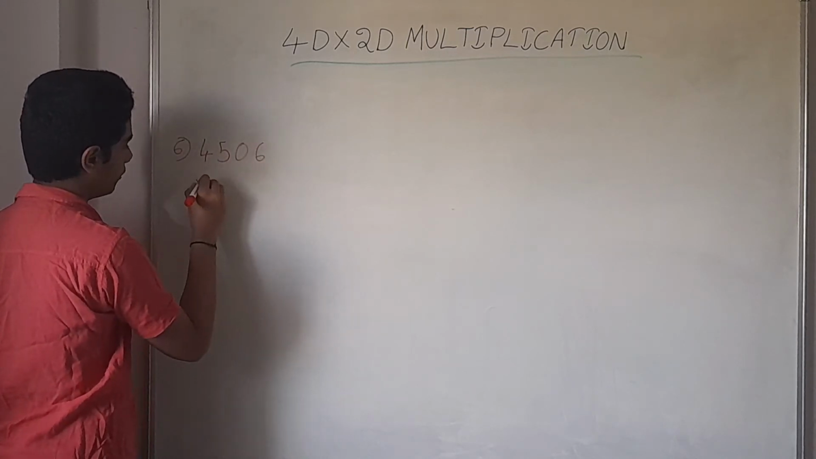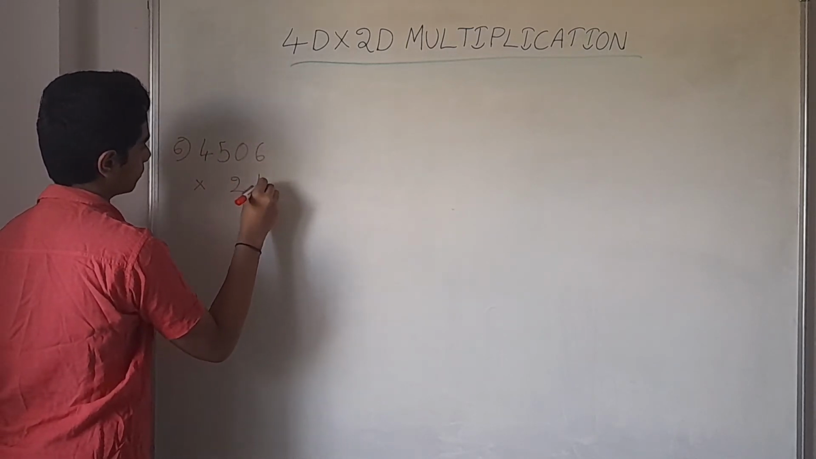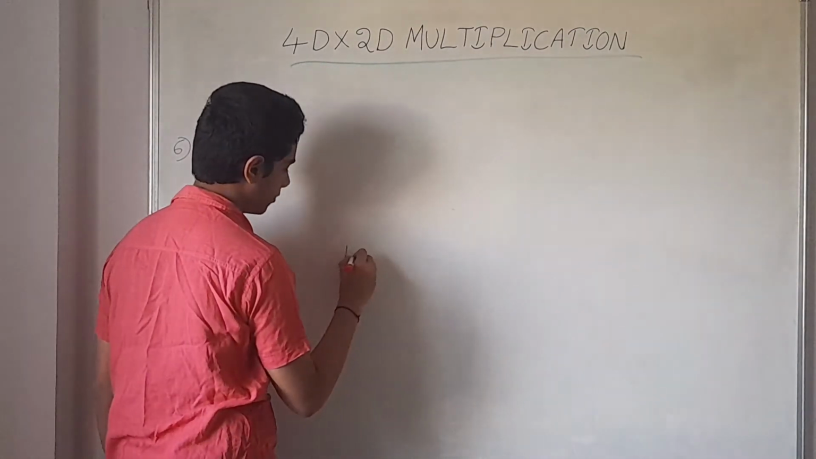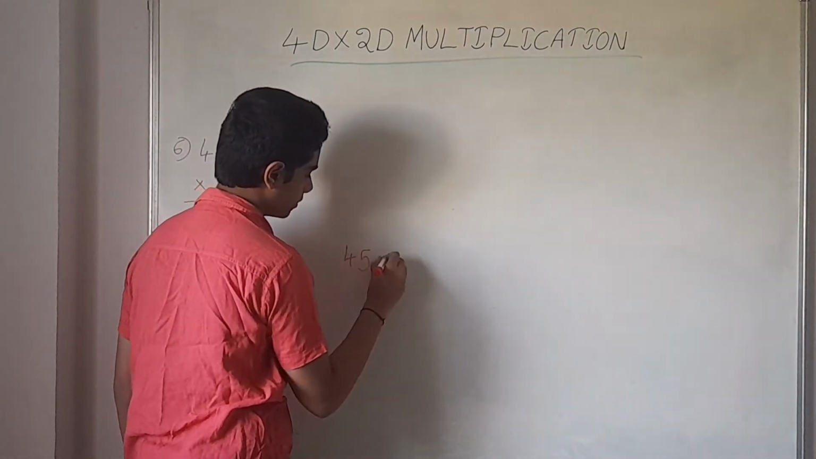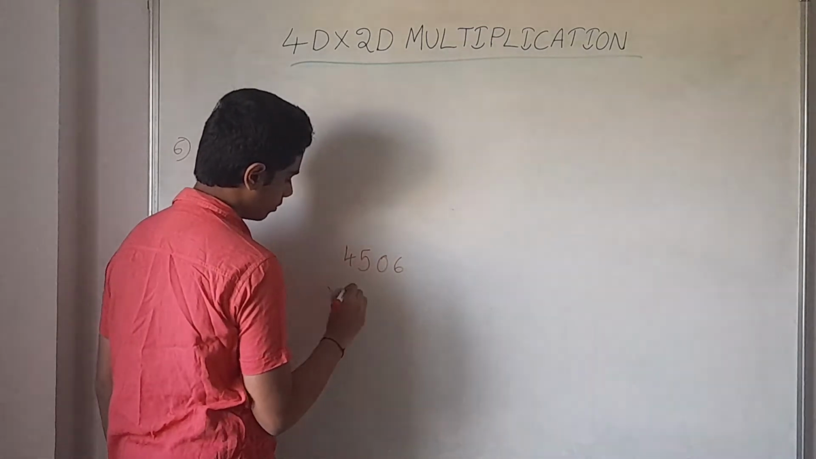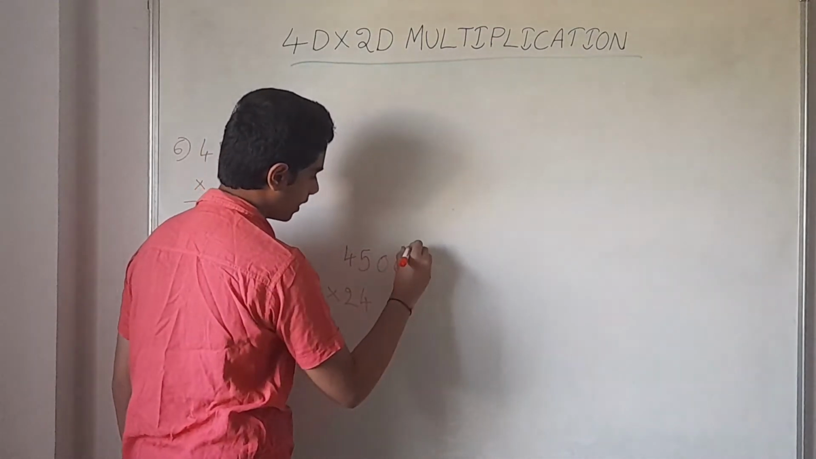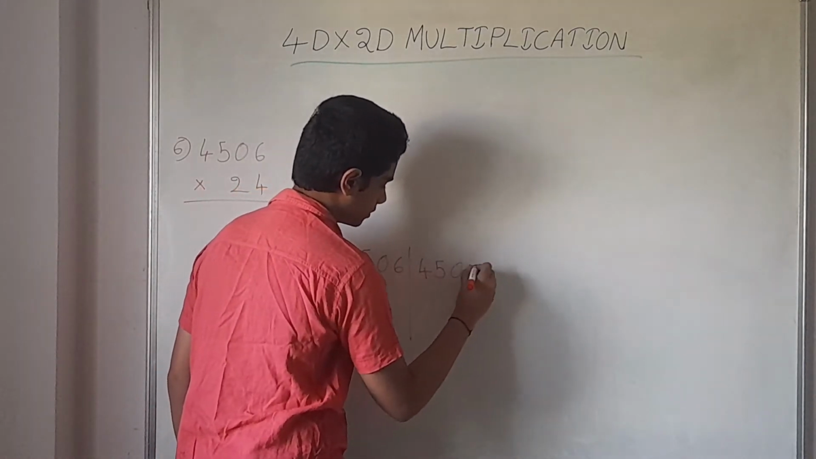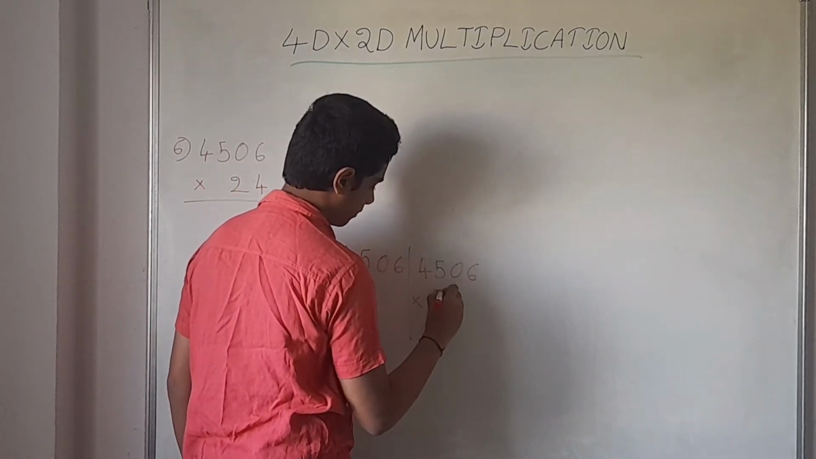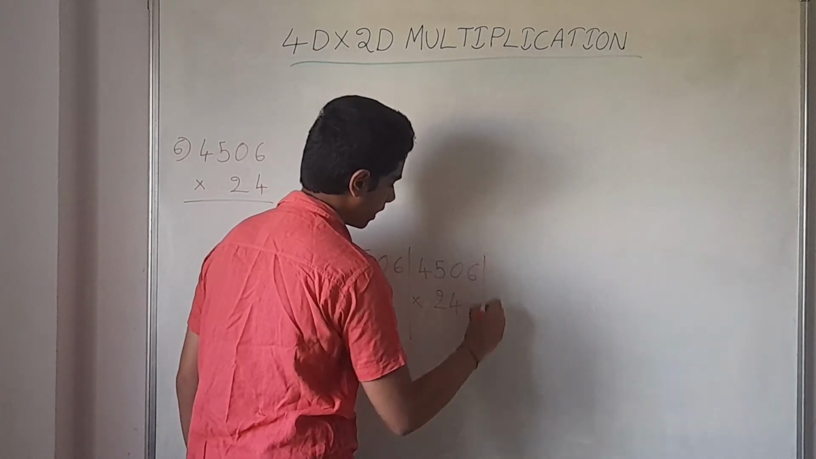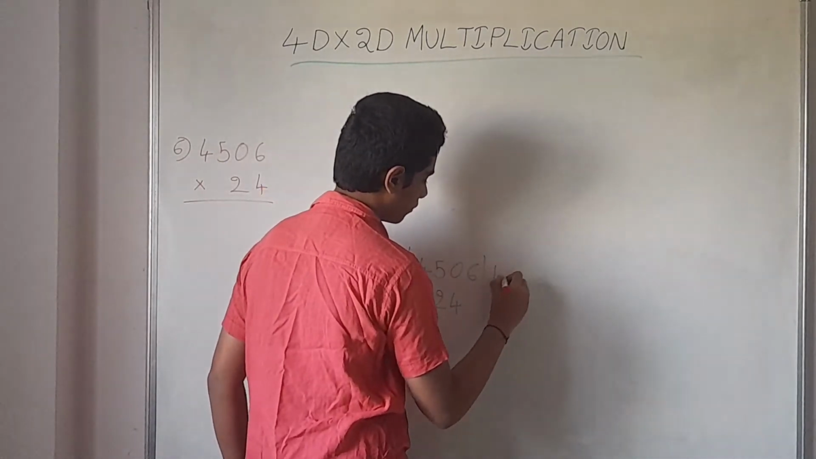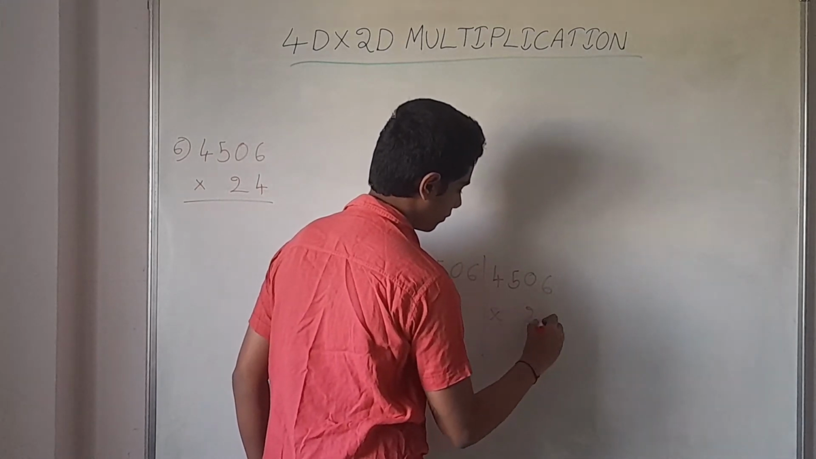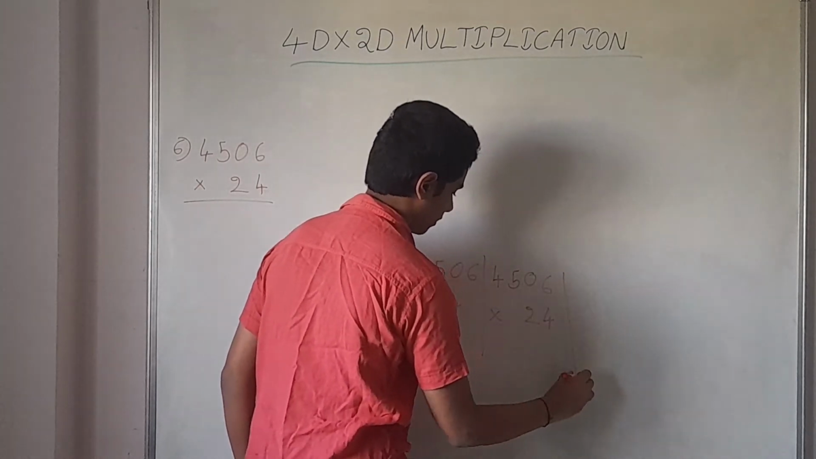4506 into 24. Now we should write this in three parts. In first part we should write 4506 into 24. Draw a line. Next part we should write 4506 into 24. Again draw a line. Next part we should write 4506 into 24. And again draw a line.